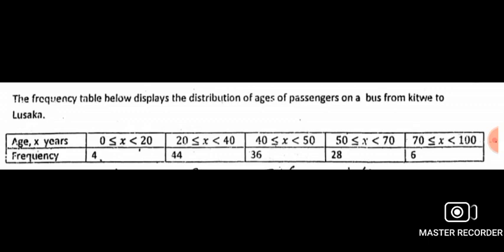What is needed now? What we actually need now is to prepare the histogram. What do we need? Frequency density. Point number one, we need the frequency density. That frequency density, we said it's very key because it gives us the height of the bar, right? And then I'll show you how we'll be plotting after we get the frequency density for each class. Which classes do we have? 0 to 20, 20 to 40, 40 to 50, 50 to 70, and 70 to 100.